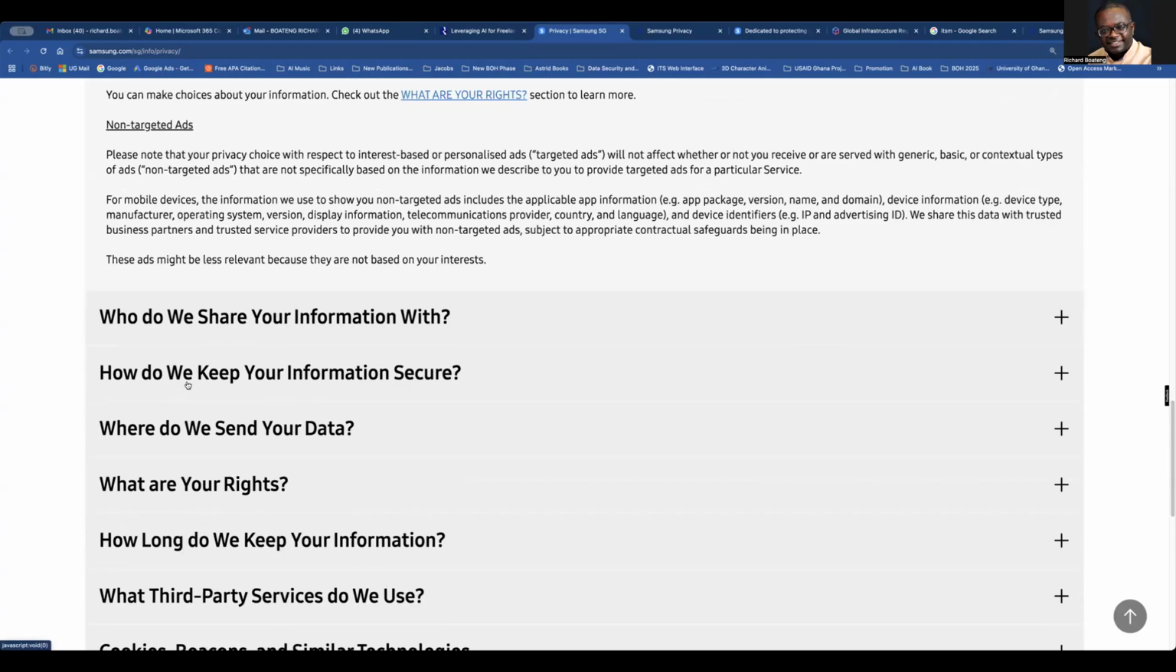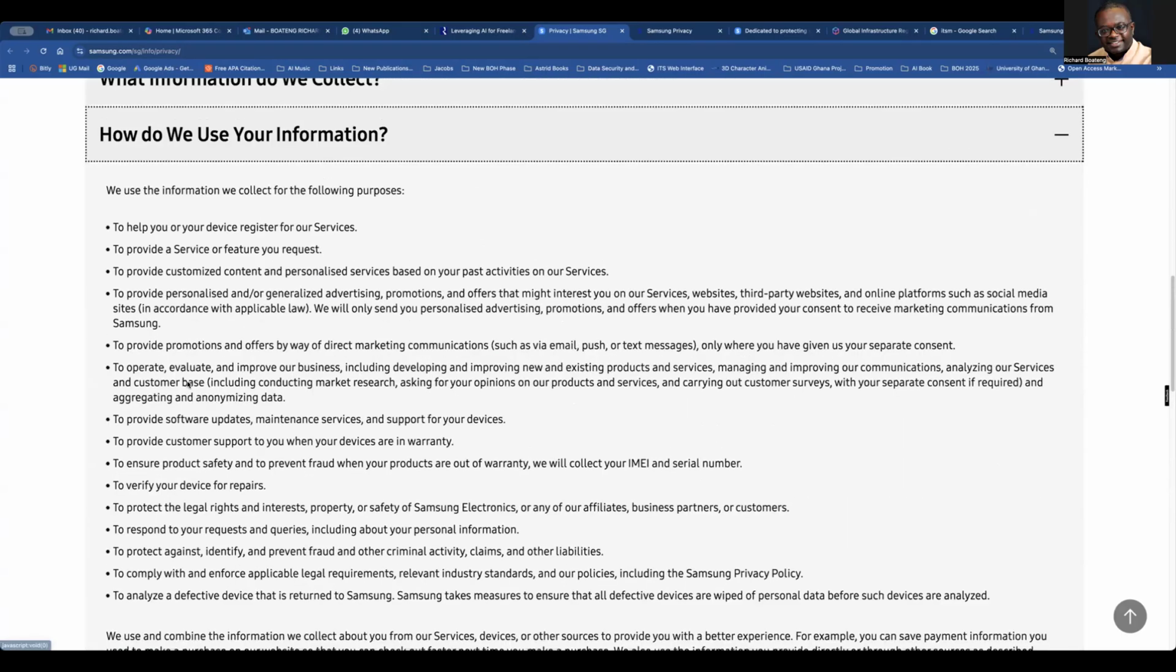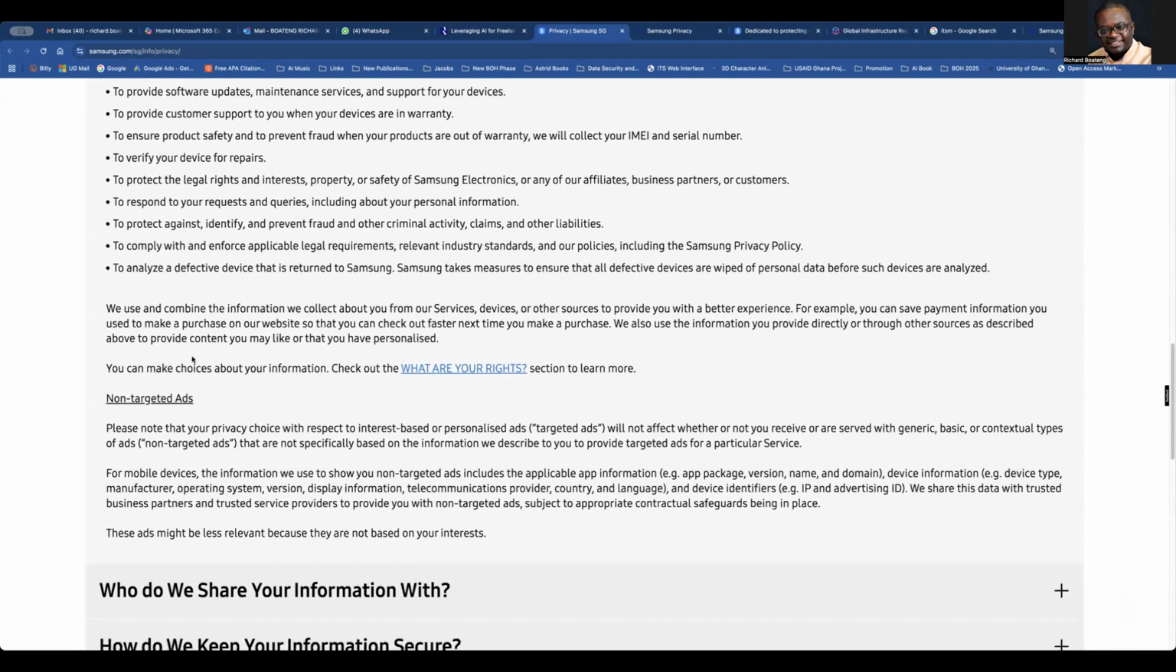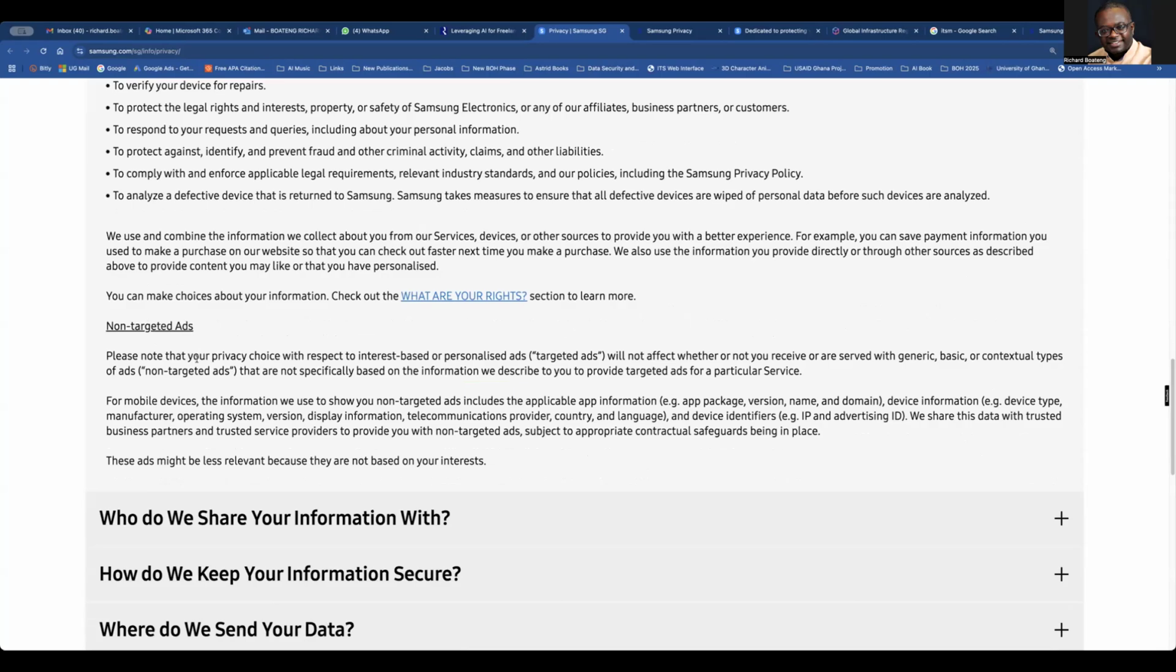How do we use that information? Non-targeted ads, and then to help you or your device register for our services, to provide a service or feature you request, to provide customized content and personalized services. So they are telling you what they do with your data. And they also tell you what your rights are. You can check what your rights are. And then non-targeted ads are some of the things that they may also use it for.